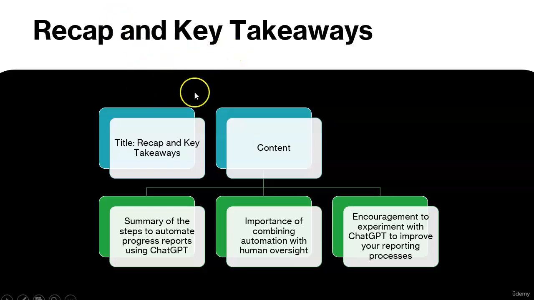Recap and key takeaways. To recap, automating progress reports with ChatGPT involves 4 key steps. Step 1, gather accurate project data. Step 2, draft the report using ChatGPT. Number 3, customize the report for different stakeholders. Number 4, automate regular updates to maintain consistency. Remember, while automation can save time, it's essential to combine it with careful review and customization to ensure your reports meet the needs of your project and stakeholders.